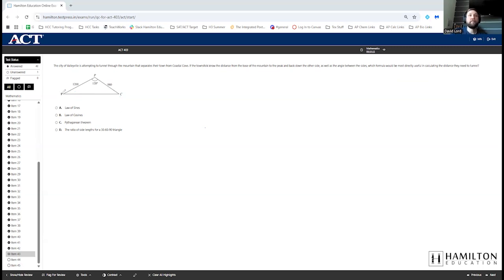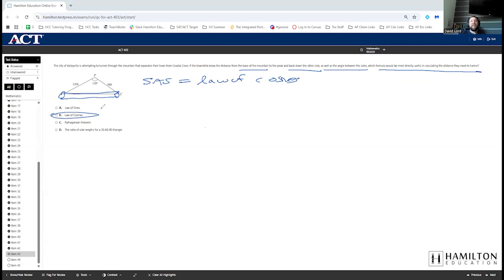Question number 43. The city of Iva is attempting to tunnel through the mountains because we don't have to drive all the way up the mountain and then all the way back down the mountain. If the town looked at the distance from the base of the mountain and back up down, as well as the angle between the sides, what formula would most directly be used to calculate it? Well, we have side, angle, side. So what's telling me to do is the law of cosines. And we don't even have to solve it. We just have to pick which one of these we want. Law of sines is helpful if you have an angle side pair, and Pythagorean theorem is helpful if it's a right triangle.